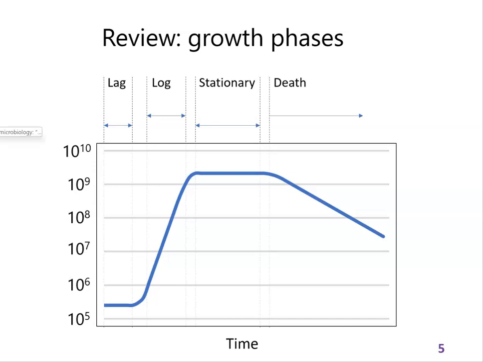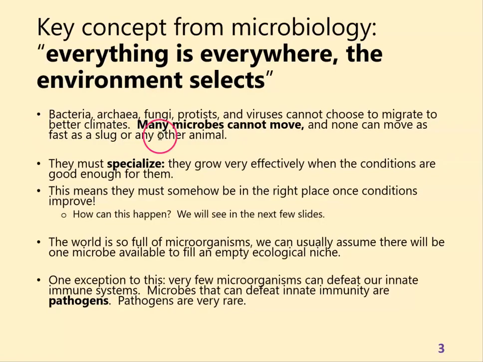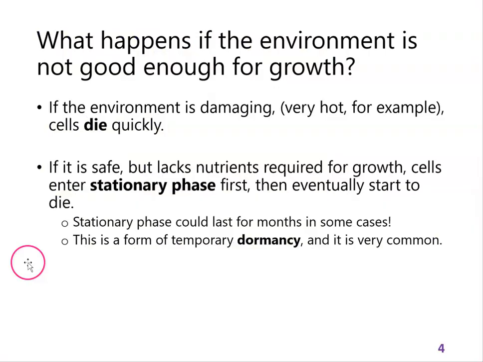And we can extend that to really everything else microorganisms do. That gives us this idea we say a lot, which is that everything is everywhere, and the environment selects. That means every kind of specialized microorganism is scattered all over the world looking for a good environment. They can't go searching. They can't move very fast. They can't move very far. A bacterial cell is not going to move a meter in its life, under its own power at least. The question is more like, does it randomly end up in a place where it can grow? And if so, it will.